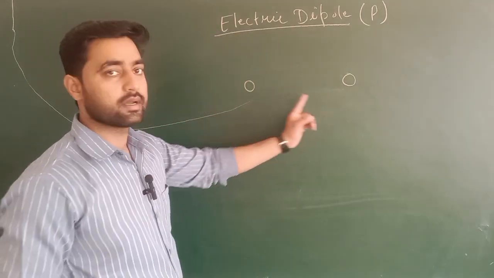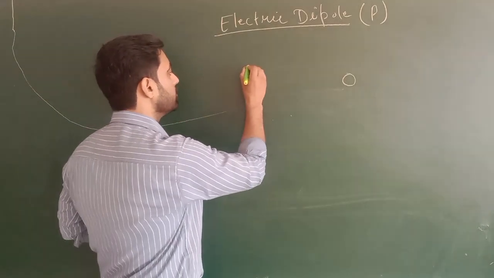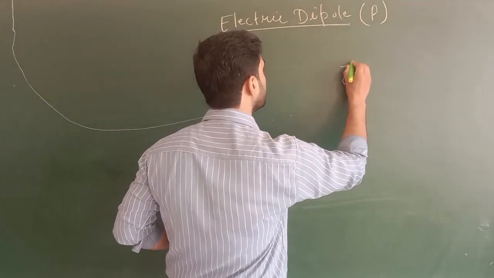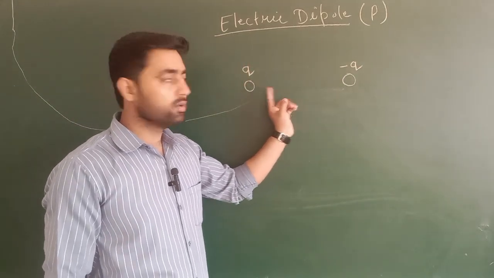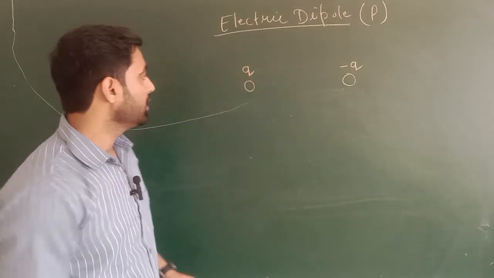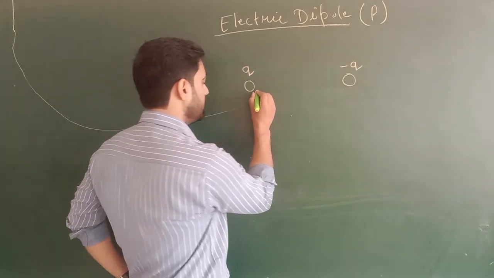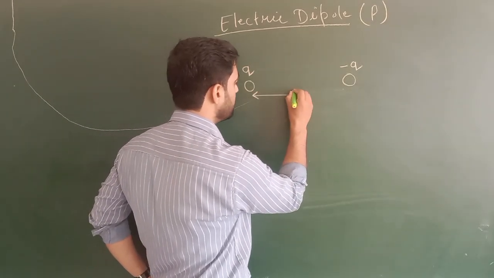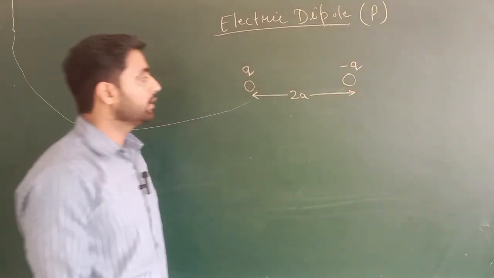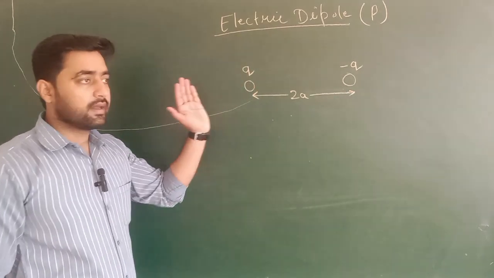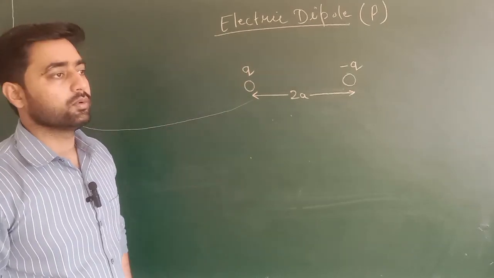Let's say these are the two charges of equal magnitude and opposite sign. Let the distance between them be 2a. Such type of an arrangement is called electric dipole.